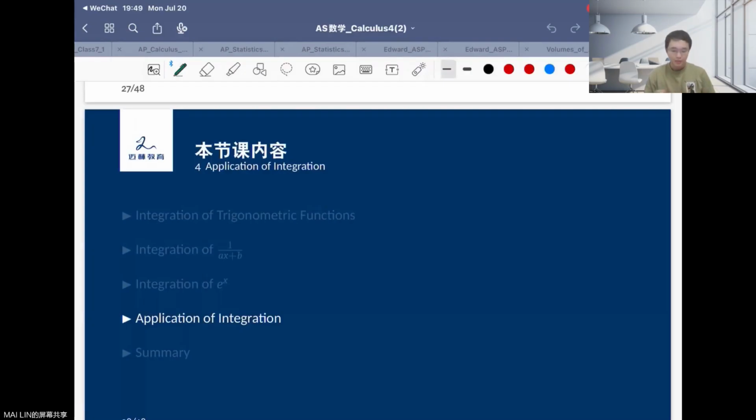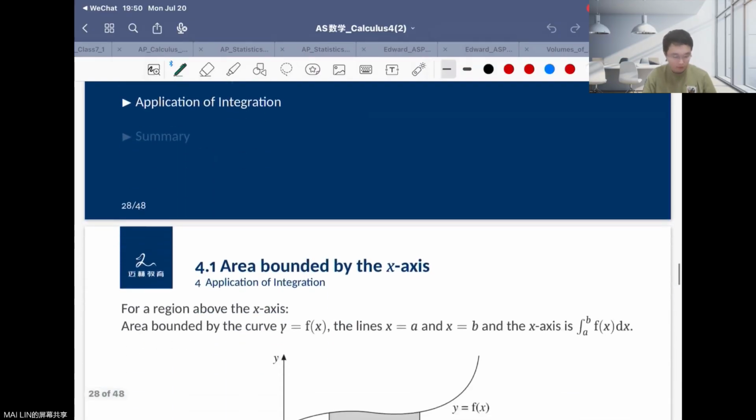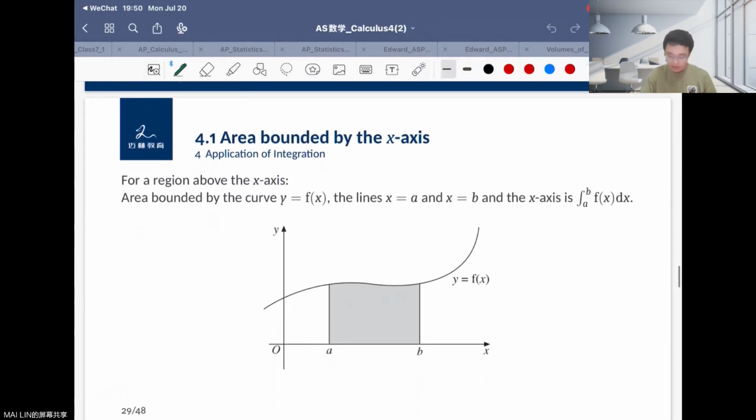Okay, hello guys. So today we are talking about the application of integration, or the application of the definite integral. Let's move to the first part of this problem: the area bounded by the x-axis.